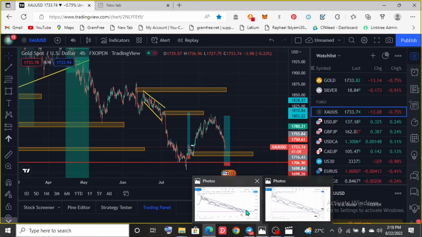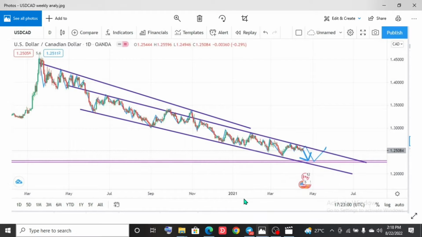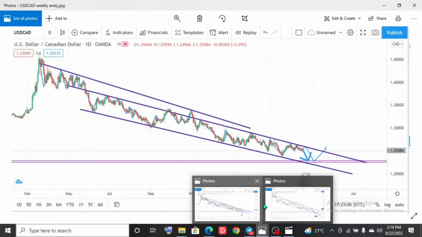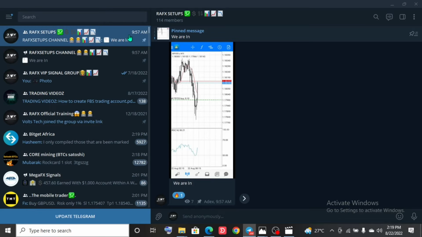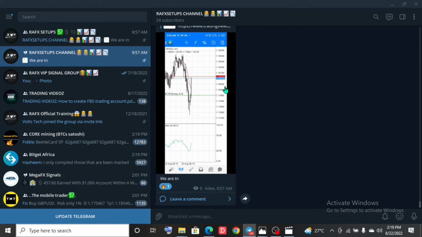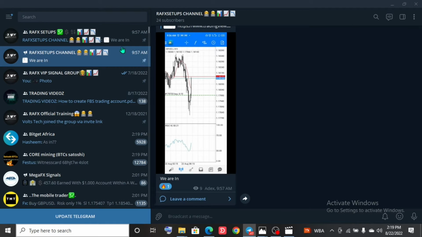Some of the trades we took in the past, you will be seeing them here. Something like USDCAD, which you are seeing here, that's before, and this is the after. Here you can see it went well. We have a channel called Rafx Setup, where we post signals on a daily basis, on Forex, synthetic, and any other market you can see.